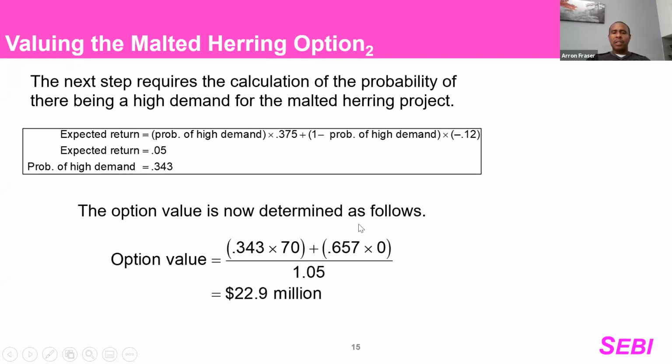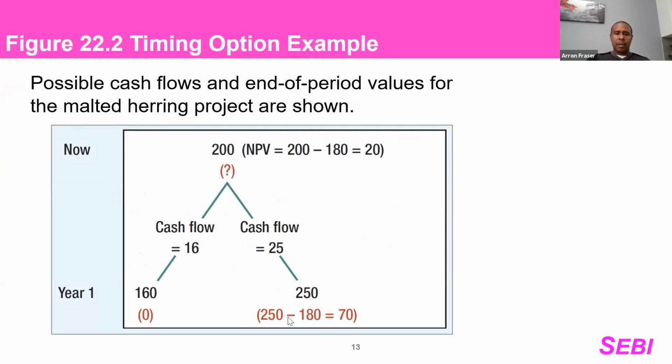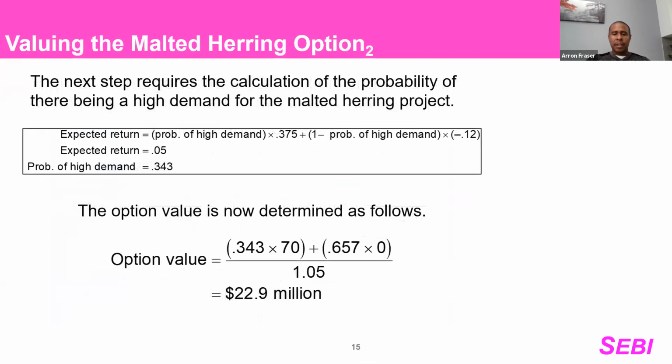The way you value the option now is as follows. The option value would be the probability of a high demand times 70, and you get that 70 from this figure here, plus the probability of the low demand times whatever the return was. The value of the option would be $22.9 million. That's how you value the option if you wait until demand turns high. That's one way of valuing the options of wait and learn.